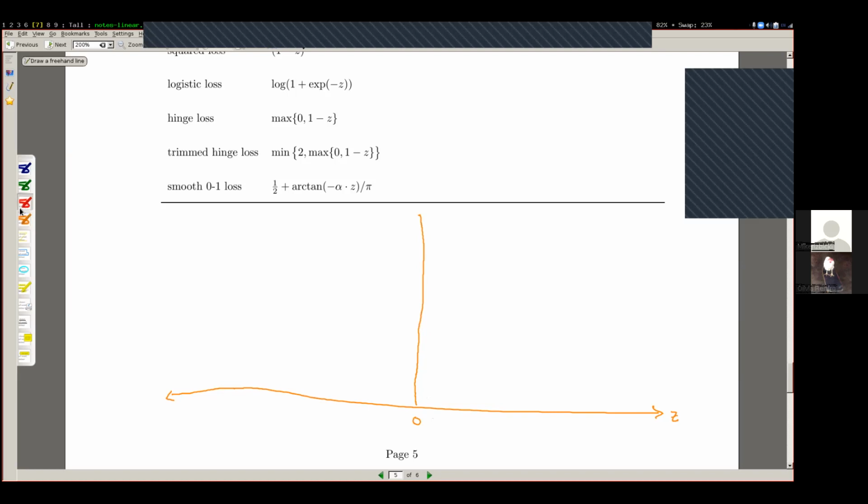And then we'll start by graphing the 0-1 loss, which looks something like this. Whenever our z value is negative, then our loss is equal to this spot right here, which is 1. And then whenever it's positive, our loss is equal to 0.